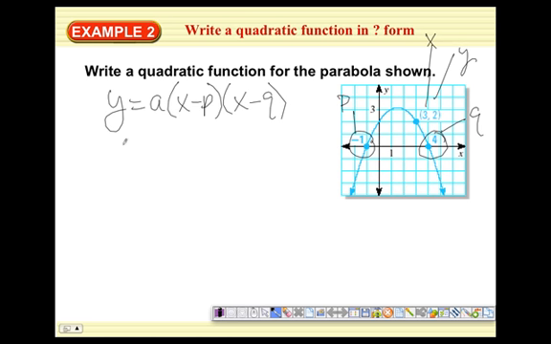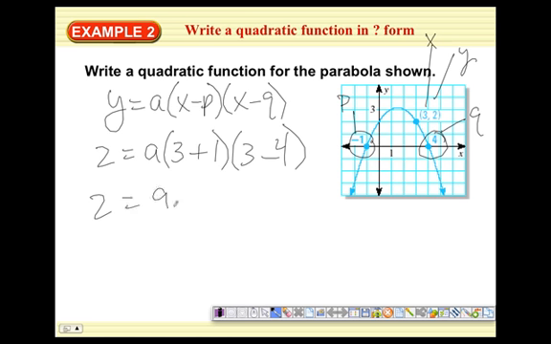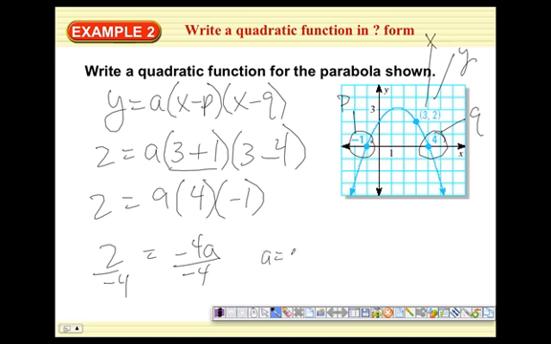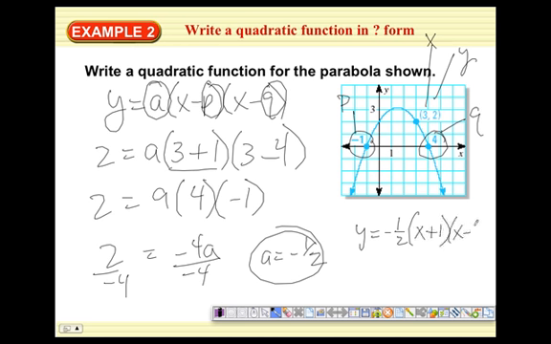So here we go, just to make sure. y is 2. A you don't know. x is 3 minus p, which is negative 1, so plus 1. x is 3 minus q, which was 4. Plug all those in: 2 equals a times 4 times negative 1. 2 equals negative 4a. Divide by negative 4. a equals negative 1/2, just like he got, and most of you said negative 1/2 was your a. Put it all in. You need a, you need p, you need q. y equals negative 1/2 times x plus 1 times x minus 4.